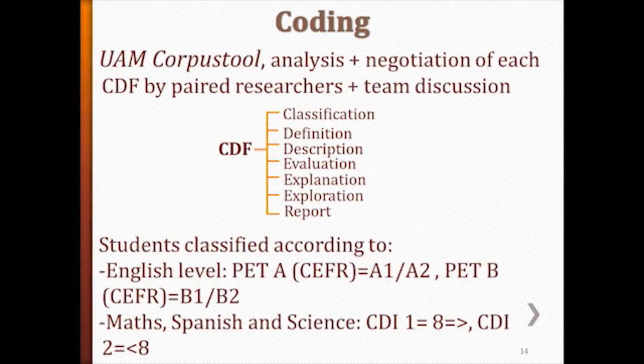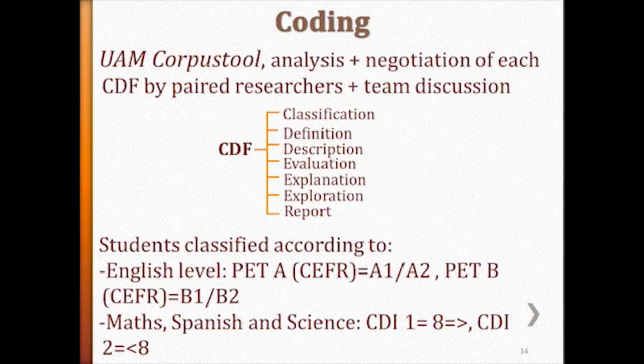We coded these students' realizations, these texts, by using Mick O'Donnell's One Corpus tool. So we coded each of their utterances according to the different cognitive discourse functions. And we also classified the students using this tool into 2 groups, depending on the mark obtained in the English proficiency exam and in the general academic examination. So we call them PET A or CEFR, Common European Framework of Reference A, the ones that obtained an A1, A2 in that exam, and then B, those that obtained a B1, B2.